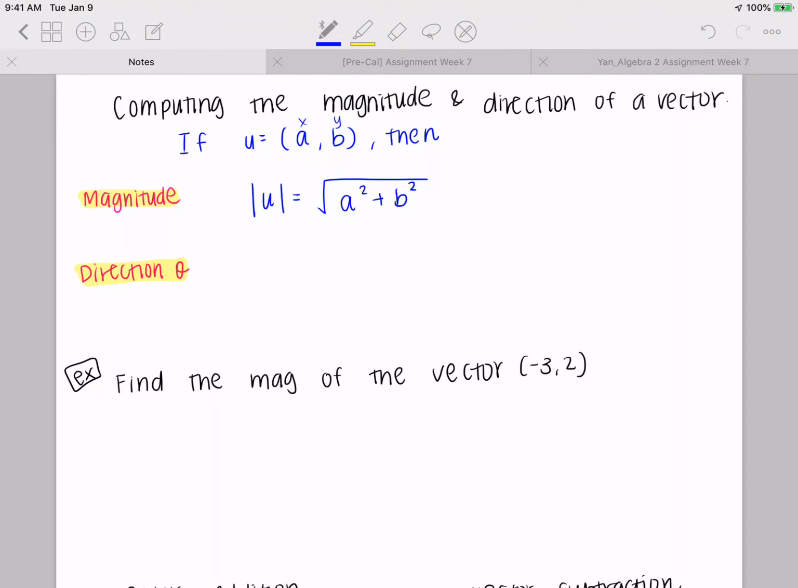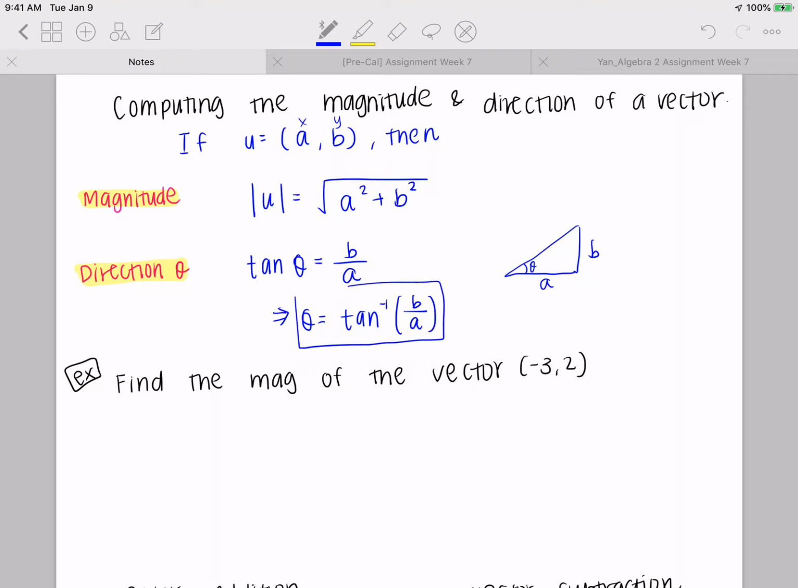The way that we found theta from last section, remember it was like this. If this one is a here, b here, how do I find this angle? We have to use tangent. Tangent theta equals b over a. Then theta would be inverse tangent of b over a.